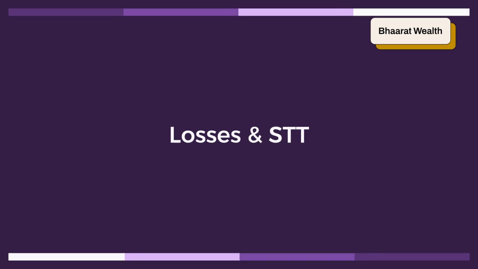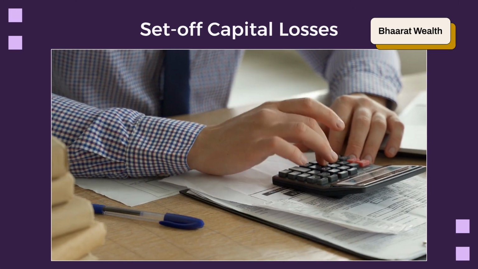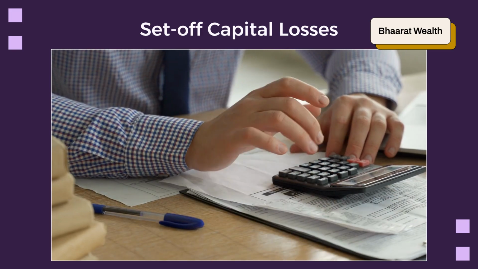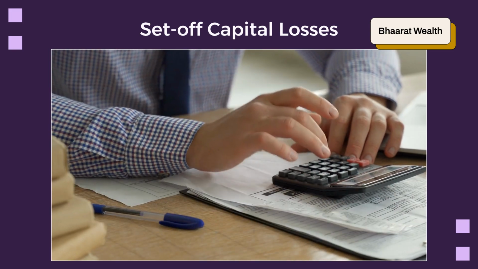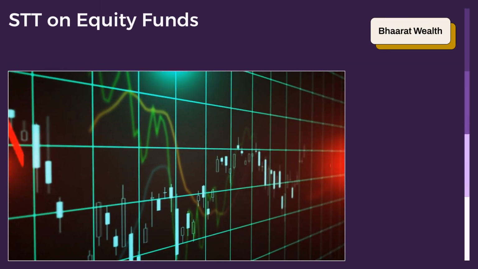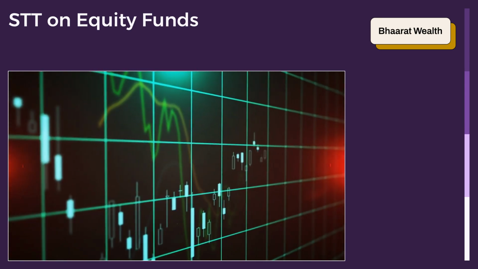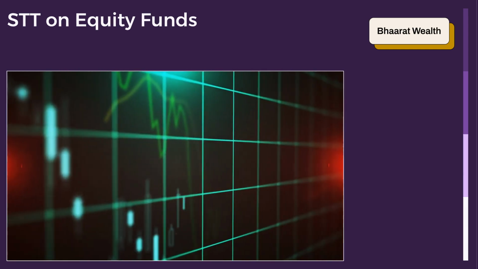Next, let's understand how capital losses can be set off and carried forward, and where securities transaction tax, or STT, applies. Short-term capital loss can be set off against both short-term and long-term capital gains. Long-term capital loss can only be set off against long-term capital gains. Unadjusted losses can be carried forward for up to 8 years. Securities transaction tax is applicable only to equity-oriented mutual funds and only at the time of redemption or sale. It is not applicable to debt funds, nor can it be claimed as an expense.